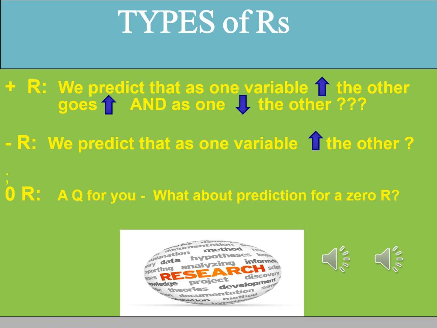Here's a question for you as we consider the zero correlation. What about prediction for a zero correlation? Consider that for a moment. If we have a zero correlation, it means we have zero ability, in other words, no ability to accurately predict one variable from the other. So remember, correlations are all about prediction. Zero correlation means no predictable relationship.